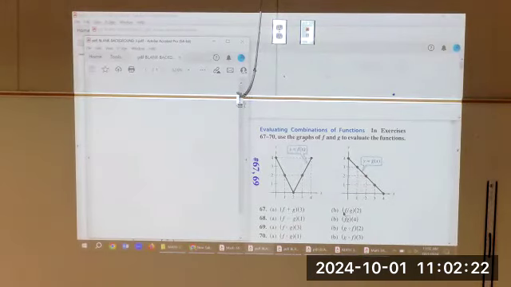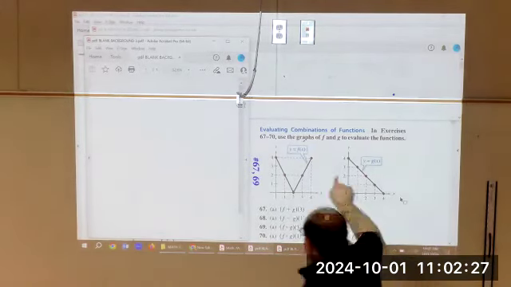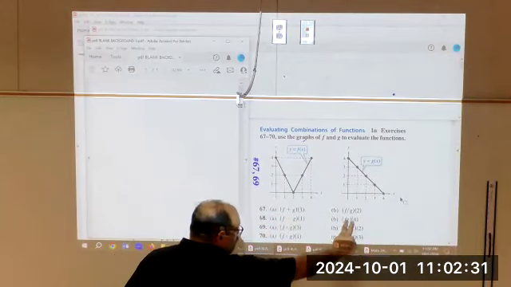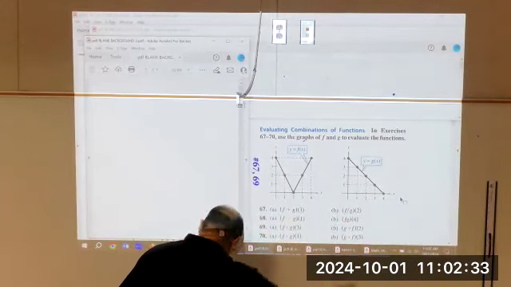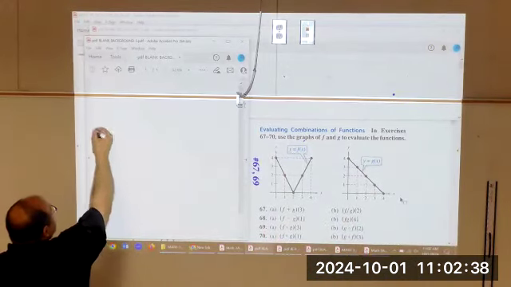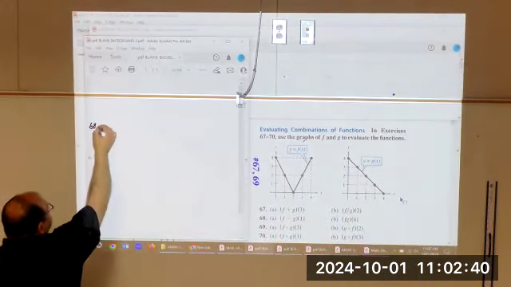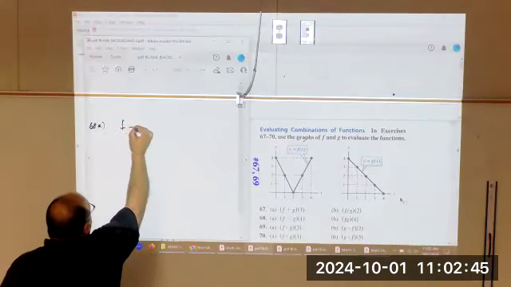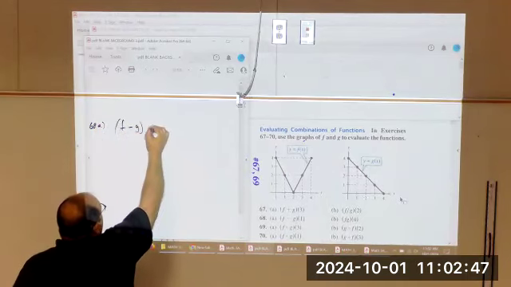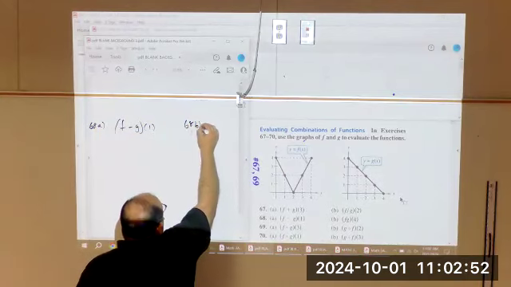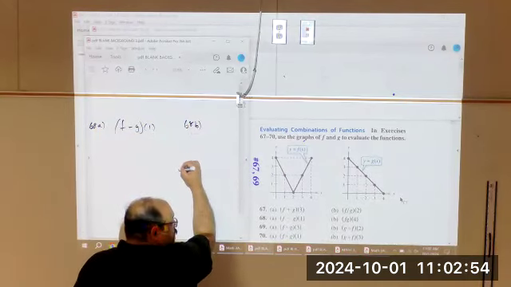Now, numbers 68 and 70, we're supposed to use these 2 pictures to figure out this question, that question, and then 7. This is 68. A, f minus g of what? And 68B, what is f times g of 4?